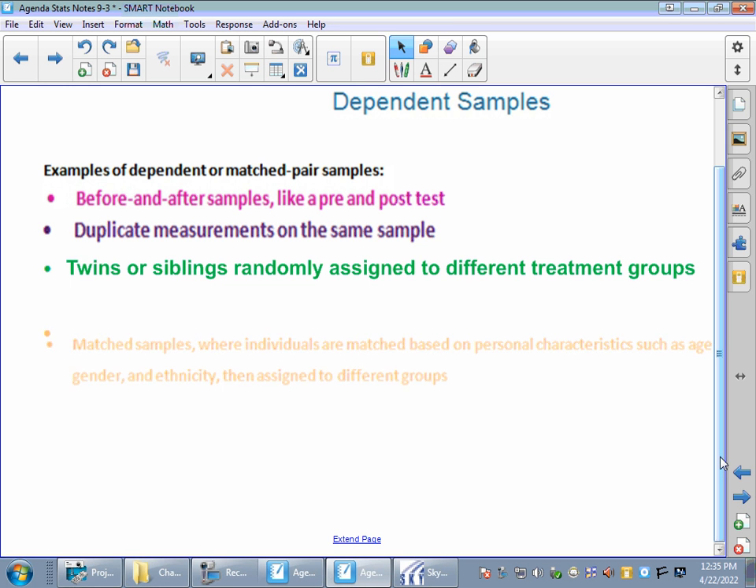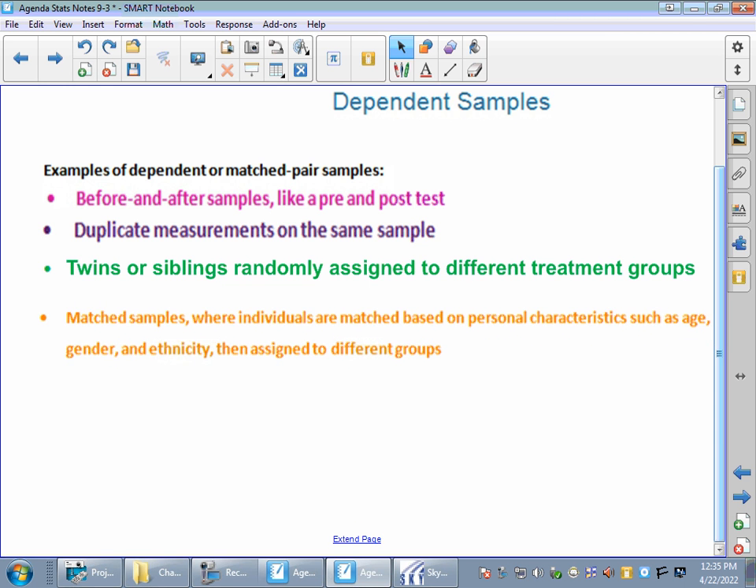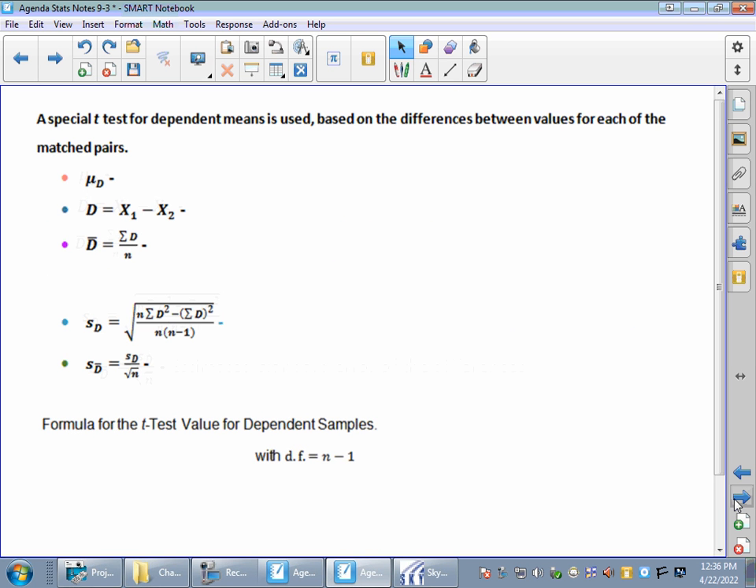And similarly, we could do a matched sample, and it's similar to a twin or sibling study. Individuals are matched based on some characteristic, like maybe their age or a medical diagnosis or their gender or something like that. So we're going to match people up, assign them to different groups, and then collect our data from those two different samples. So they're matched samples. One of the key things is that you've always got matched pairs of data. That's an important thing.